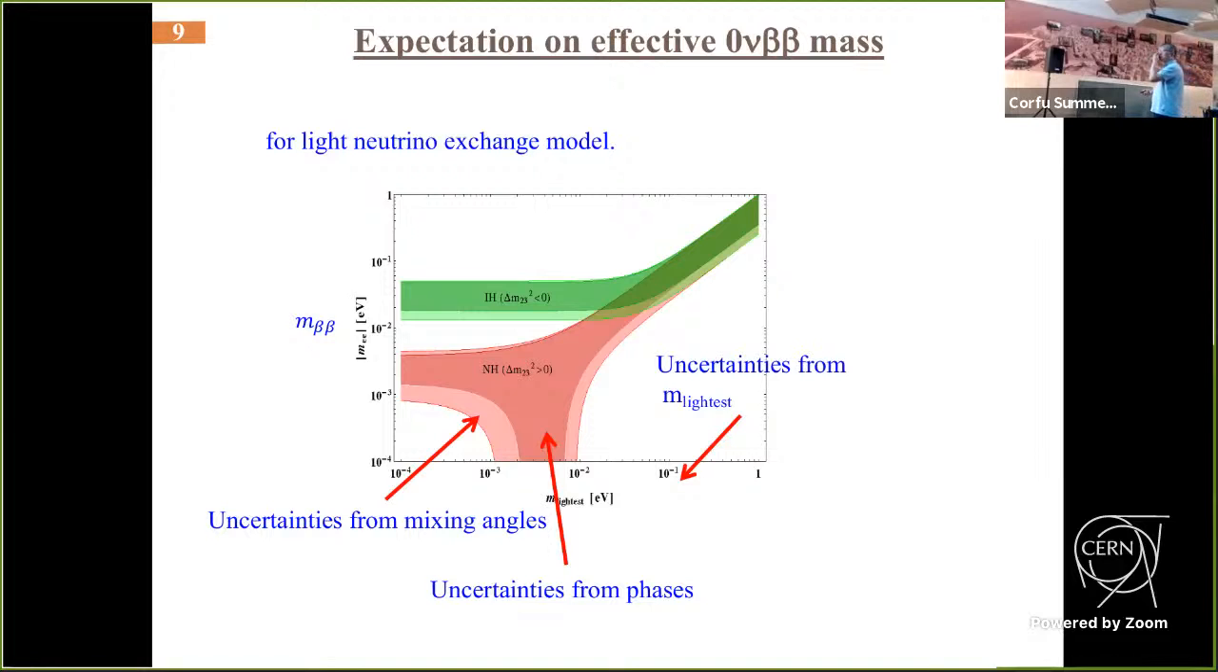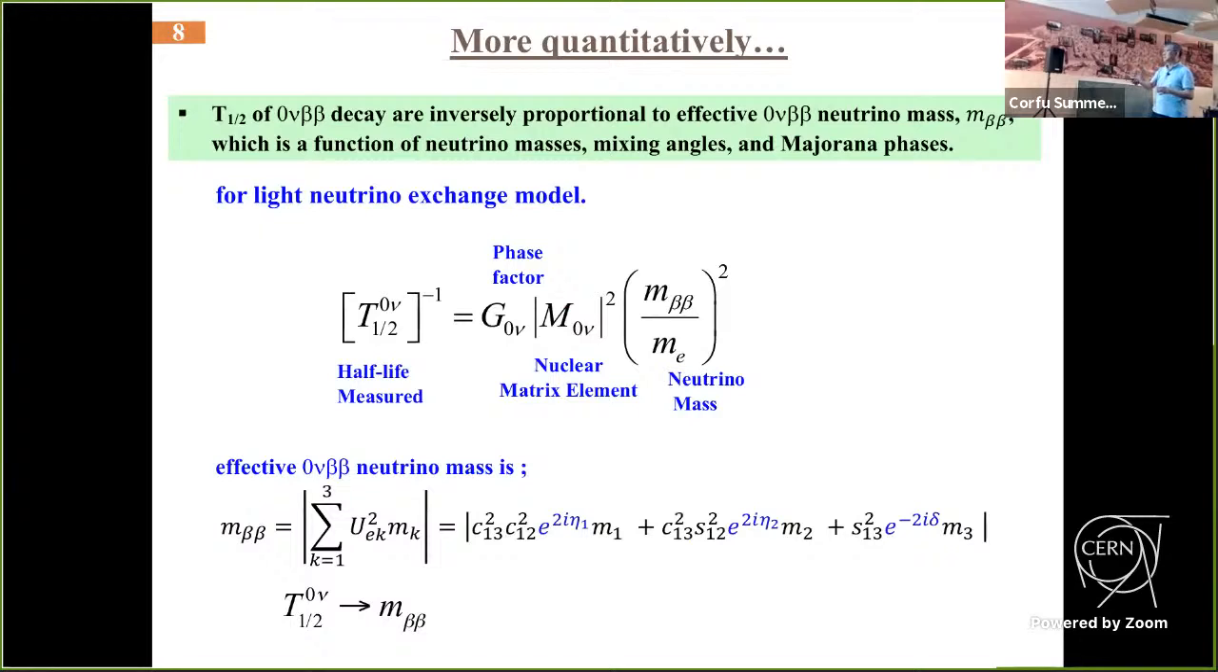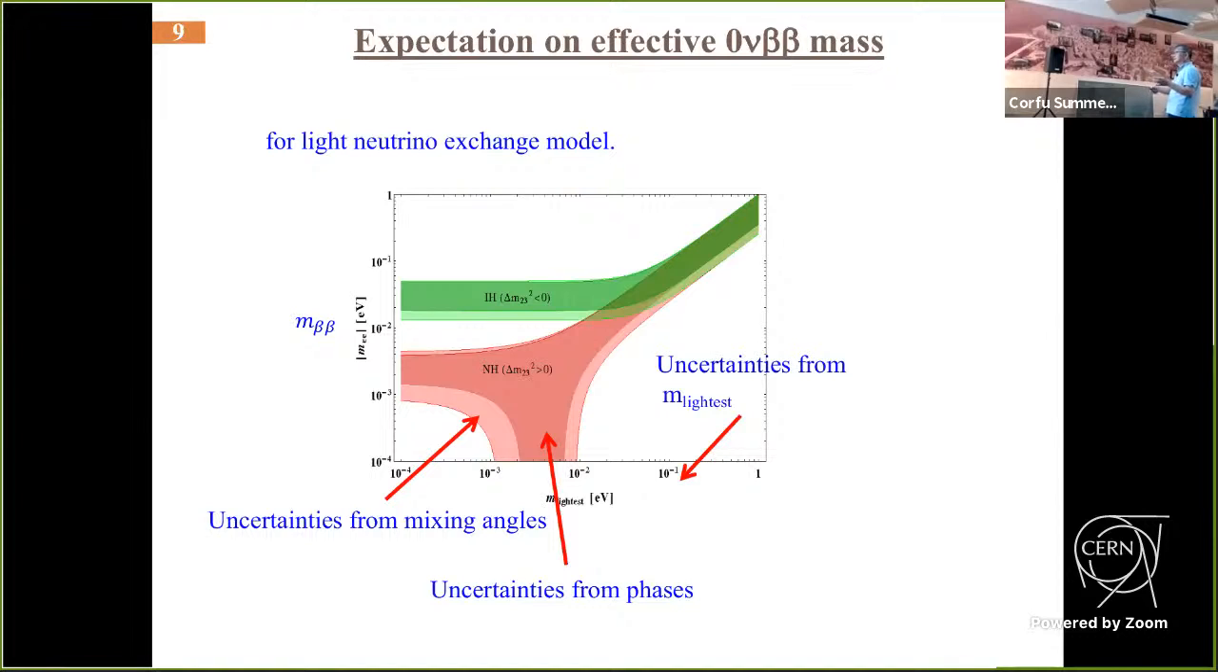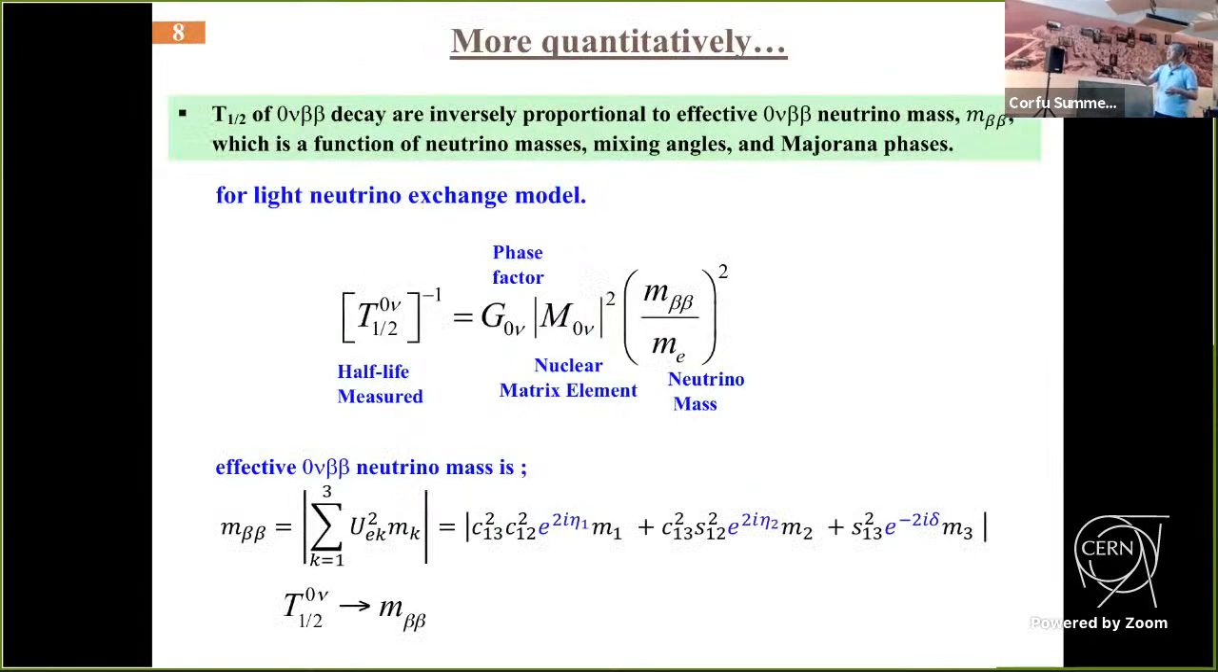This has nothing to do with the matrix element. This is just the formula itself. This is the effective mass. Effective mass depends on the mixing angles and masses, and this is drawn here: the effective neutrino mass as a function of M1. After that, the matrix elements enter here.